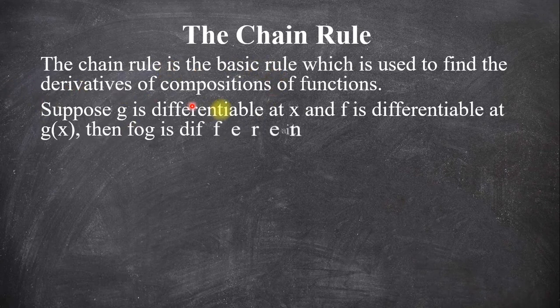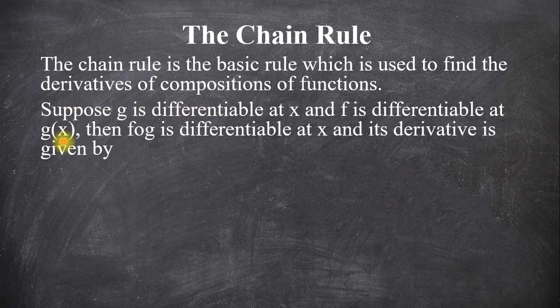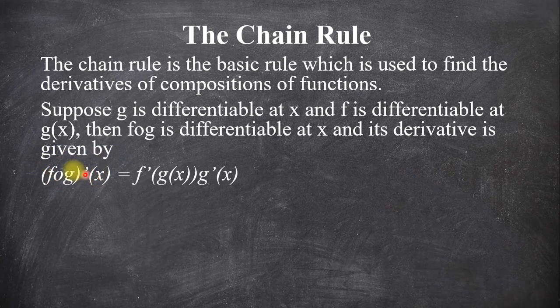x, okay, and f is differentiable at g of x, then f o g is differentiable. f o g means f of g of x, which is differentiable at x and its derivative is given by f o g prime at x, or f of g of x prime, which is equal to f prime at g of x times g prime at x. Look, first we take the derivative of f, keeping g of x inside it, then we take the derivative of g of x separately and work it out.